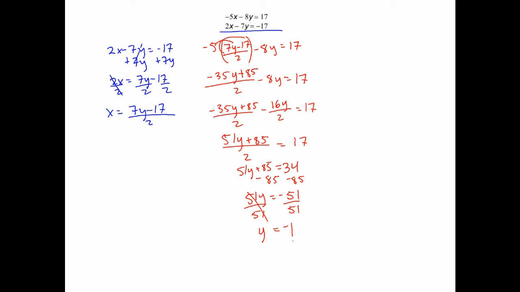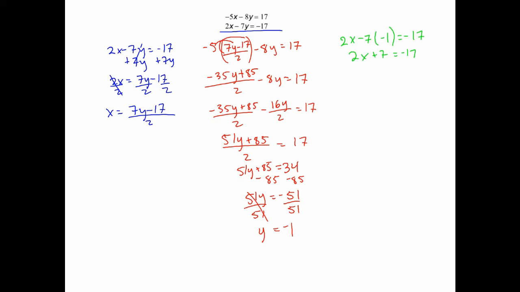But we're not done. If you think you're done here, you're wrong. You found your y. Now you want to find your x. So go ahead, plug y in. So 2x minus 7 times y. We know what y is, and that's 1. Equals negative 17. So 2x minus 7 equals negative 17.